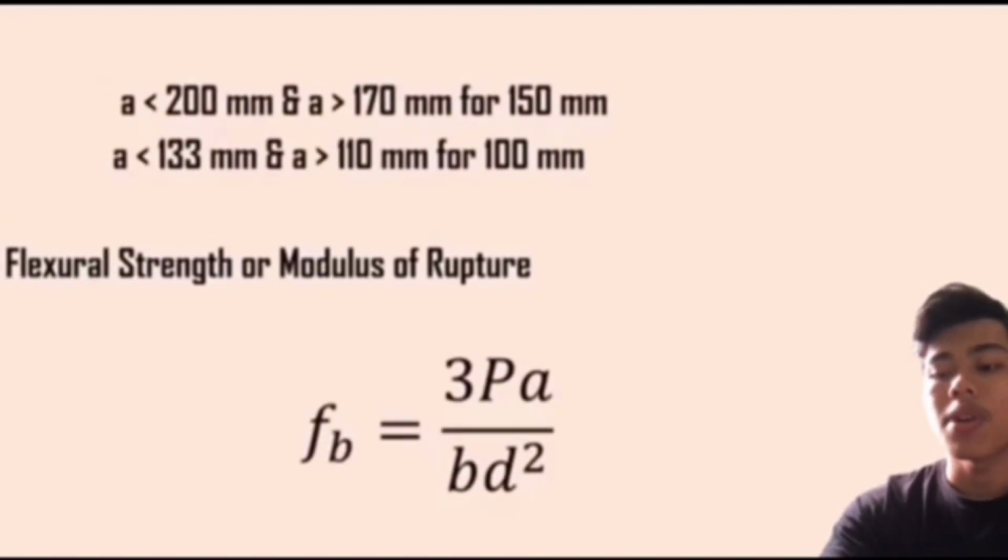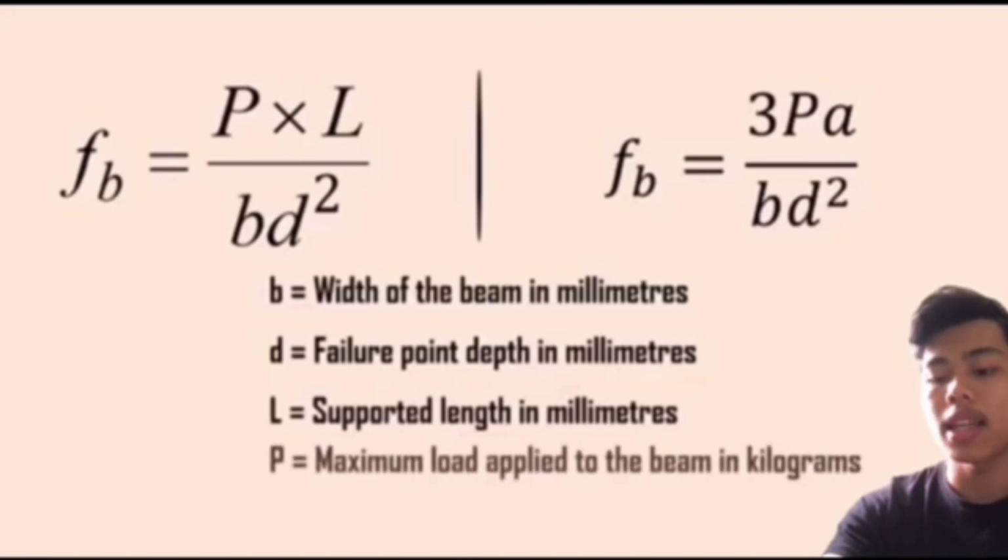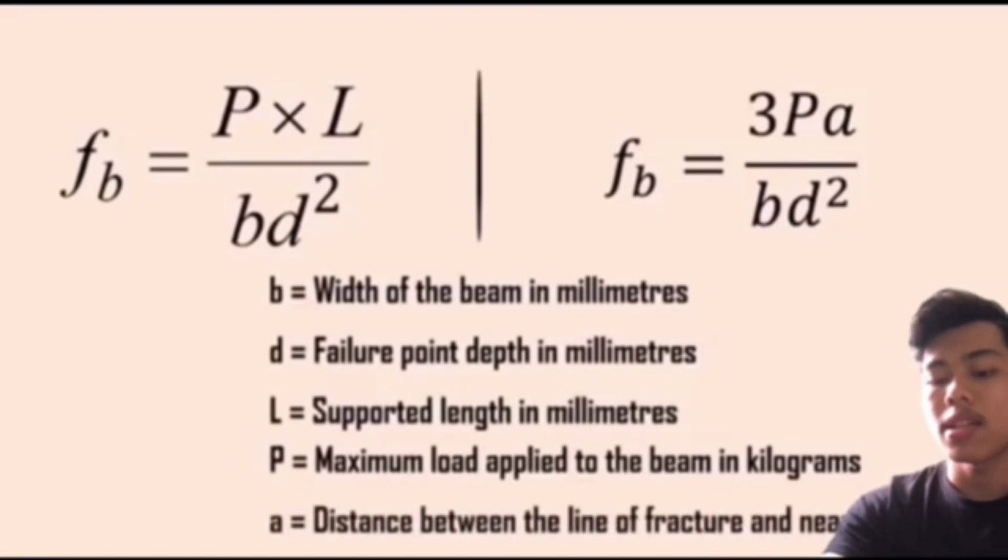If a is less than 200 mm and greater than 170 mm for the 150 mm specimen, and less than 133 mm and greater than 110 mm for the 100 mm specimen, then flexural strength or modulus of rupture fb is calculated by the equation fb equals 3 P a divided by b d squared, where b is the width of the beam in millimeters, d is the failure point depth in millimeters, L is the supported length in millimeters, P is the maximum load applied to the beam in kilograms, and a is the distance between the line of fracture and the nearest support in millimeters.